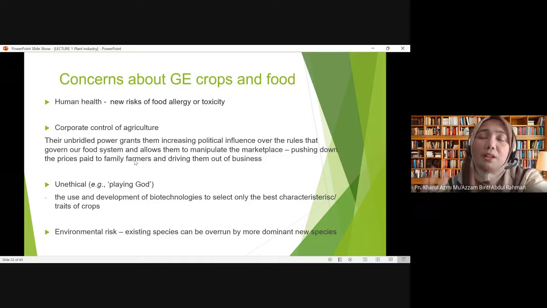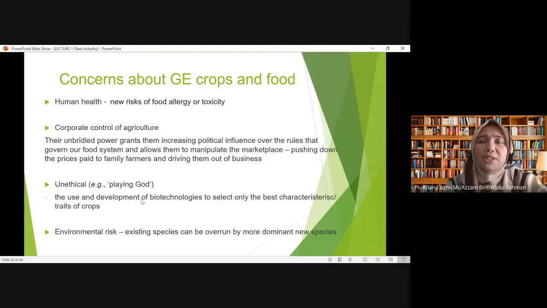Sebabnya dia orang dah market tu dia orang dah cover lah, marketplace tu dia orang dah yang kata monopoli. So untuk petani yang kecil-kecilan ni dia tak ada chance untuk survive dalam business ya. Dia boleh offer dengan harga yang lebih murah katakan sebab dia boleh hasilkan dalam kuantiti yang banyak. So itulah menyebabkan suppress, pushing down the farmers families. Lepas tu unethical.